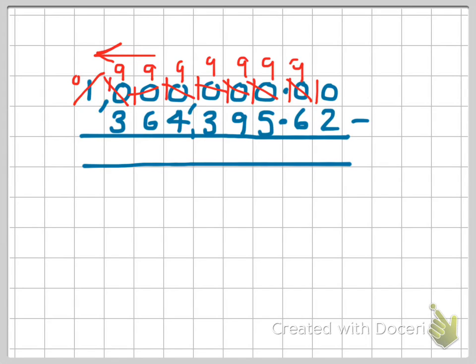The hard bit's done, now let's get the easy bit done. 10 take 2 is 8. Now we've got 9 take 6 is 3. Oh, forgot the decimal point. 9 take 5 is 4. 9 take 9 is 0. 9 take 3 is 6. 9 take 4 is 5. 9 take 6 is 3. 9 take 3 is 6, and 0 take 0, we don't need to put anything in the last column. So inserting our commas to make it easier to read, we have £635,604 and 38p still left to spend.